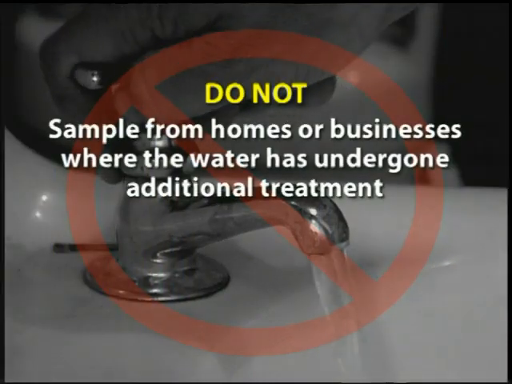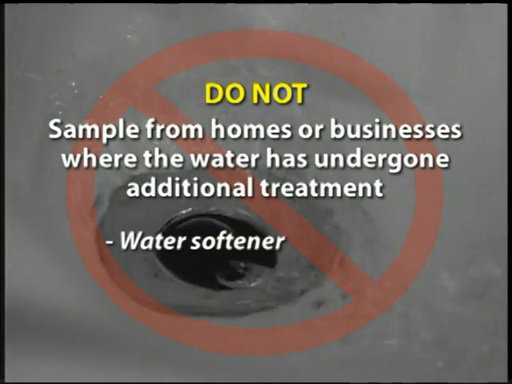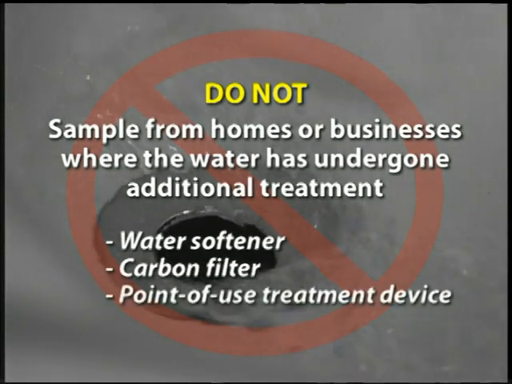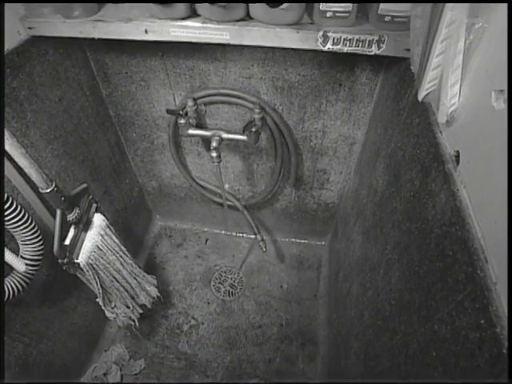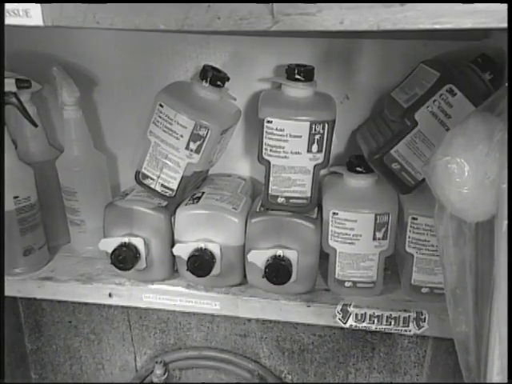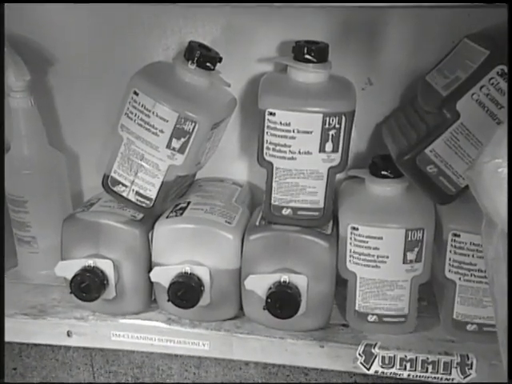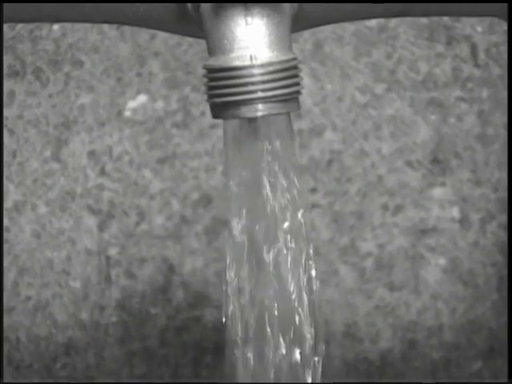Do not sample from homes or businesses where the water has undergone additional treatment like a water softener, carbon filter, or any point-of-use treatment device. Avoid faucets located in industrial, janitorial, or cleaning supply storage areas where the risk of accidental contamination is high. Such contamination can occur on the faucet or during sample collection.